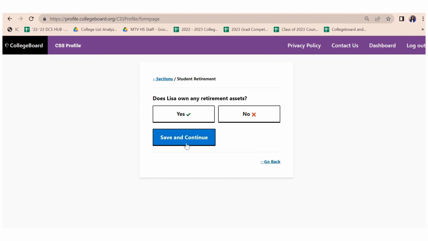Does the student own any retirement assets? Most would select no, but not required, so just recommend skipping it.